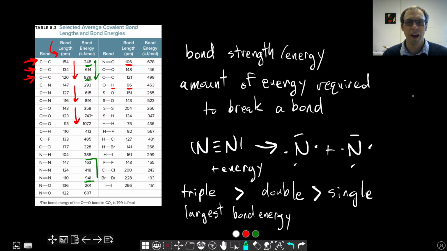In the next video, we'll look at how we can use these bond energies to approximate enthalpies of reaction. And so we'll get there in the next video.